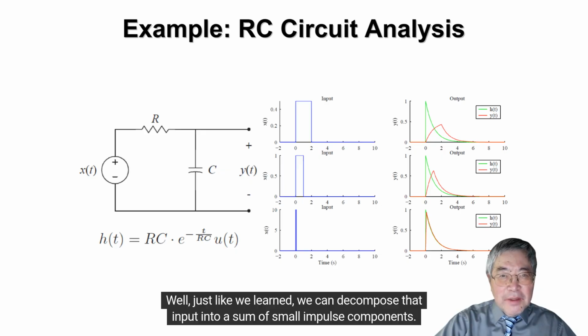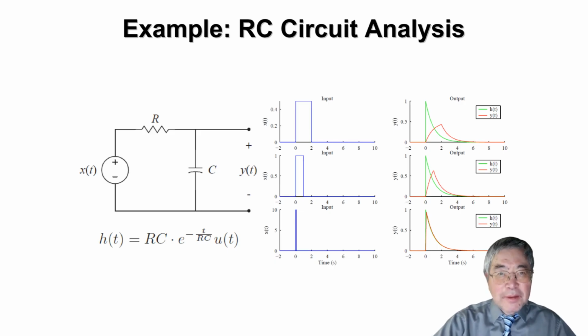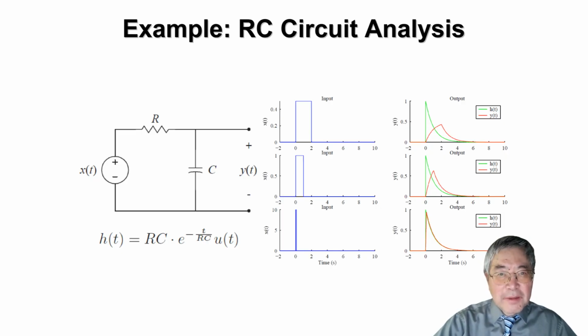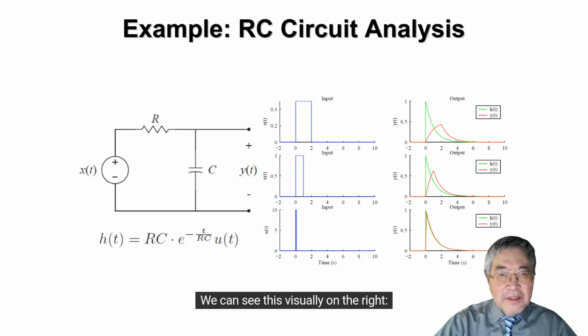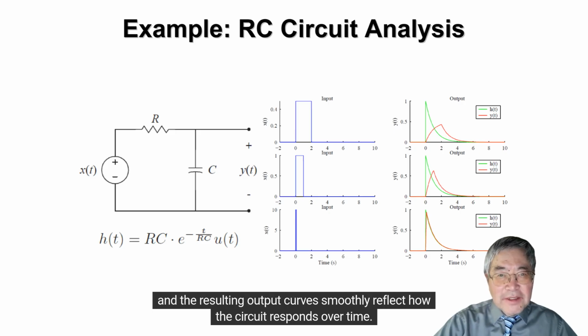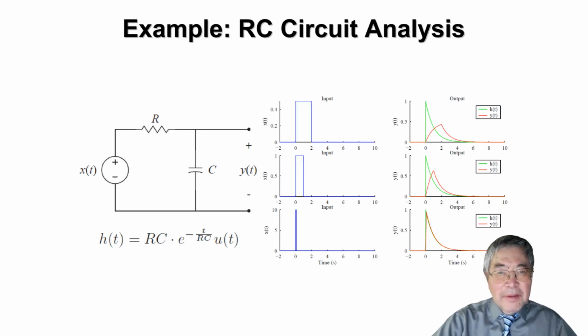Well, just like we learned, we can decompose that input into a sum of small impulse components. Each tiny impulse generates a scaled copy of the impulse response, and the total output is the convolution of the input and h of t. We can see this visually on the right. Different inputs, like short pulses or longer ones, are convolved with h of t, and the resulting output curves smoothly reflect how the circuit responds over time.